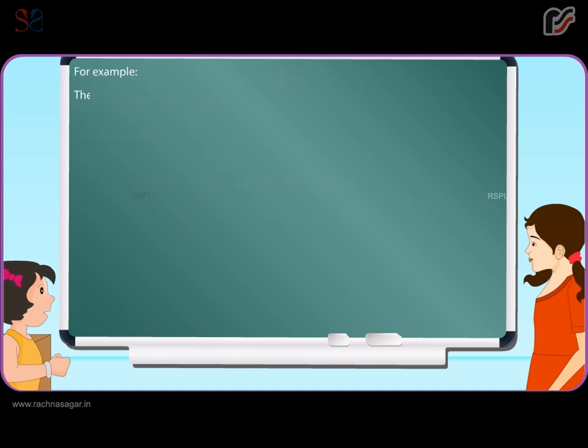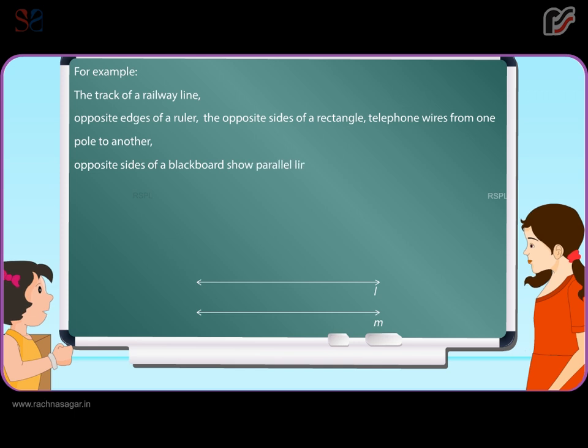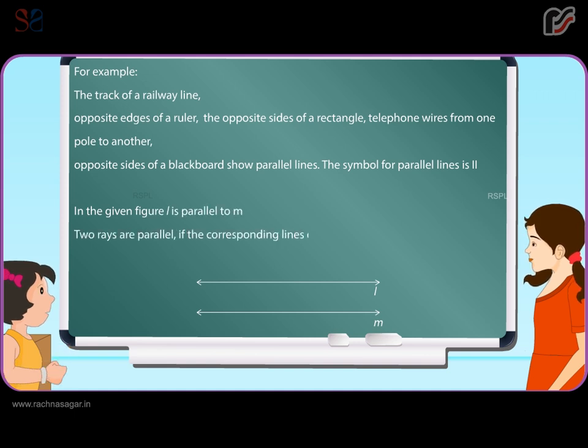For example, the track of a railway line, opposite edges of a ruler, the opposite sides of a rectangle, telephone wires from one pole to another, opposite sides of a blackboard show parallel lines. The symbol for parallel lines is this: two small parallel lines drawn at a short distance. In the given figure, L is parallel to M. Two rays are parallel if the corresponding lines determined by them are parallel. Two segments are parallel if the corresponding lines determined by them are parallel.